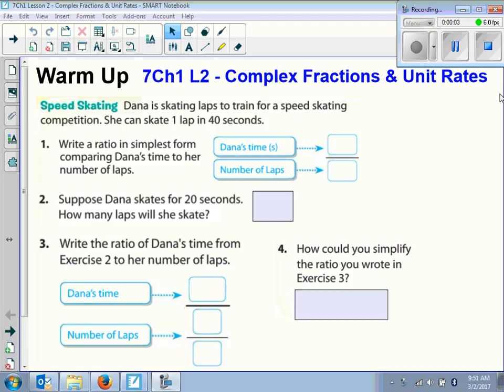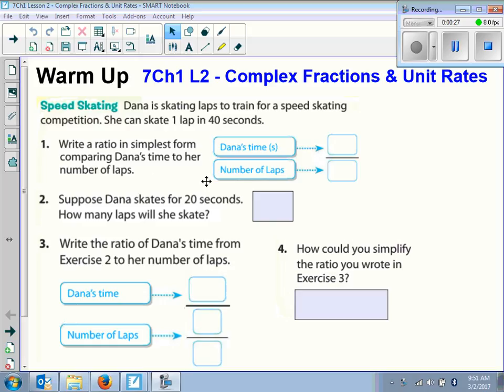Okay, so Chapter 1, Lesson 2 is complex fractions and unit rates. Now, in the warm-up, it says here, Dana is skating laps to train for a speed skating competition. She can skate 1 lap in 40 seconds. Number 1 says to write a ratio in simplest form, comparing Dana's time to her number of laps.